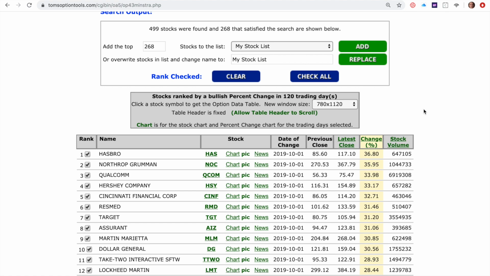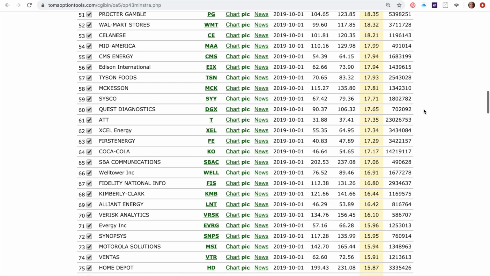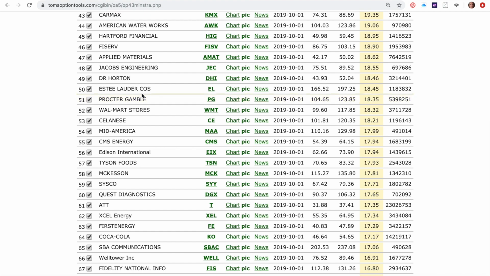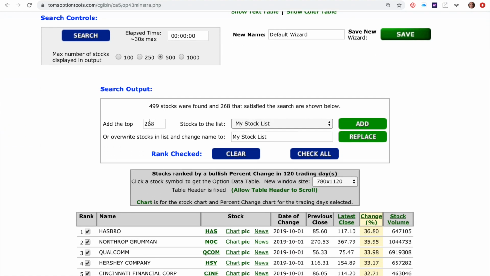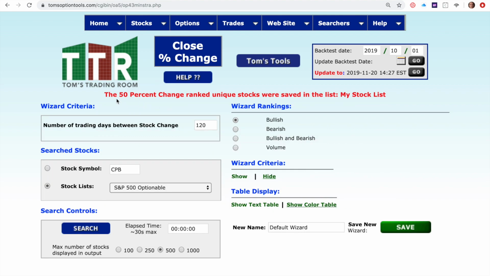So we like those. Now, how many of these do we take? Well, let's just go down here. Typically, I take the top 50. That's going to work. The top 50 have gone up 18.45% or higher. That's a nice solid move over a 120 trading day period. So let's just go ahead and save and add the top 50 of these stocks that we just found to a list called My Stock List. So change this to 50 right here and then make sure My Stock List is selected. That's a temporary holding list, and then click Replace. After you've done that, the system comes back and says the 50 percent change ranked stocks were saved in My Stock List. So these are bullish stocks. These are stocks that are in a bullish posture over the last 120 trading days.